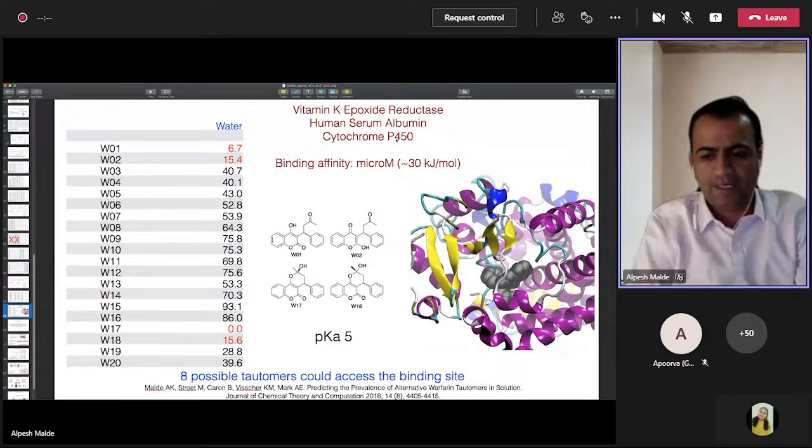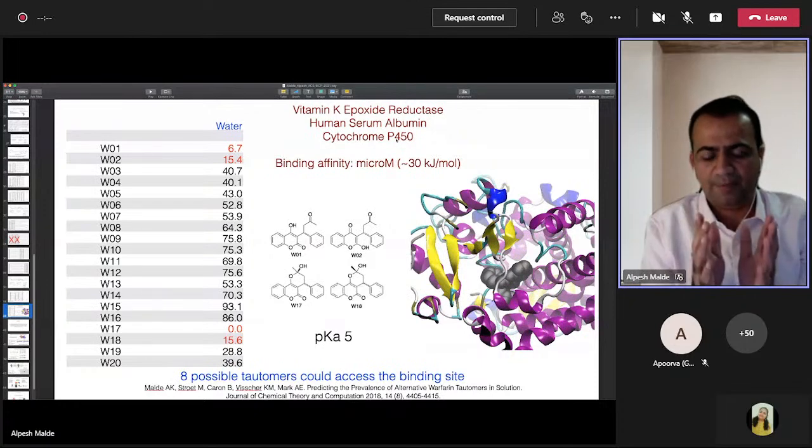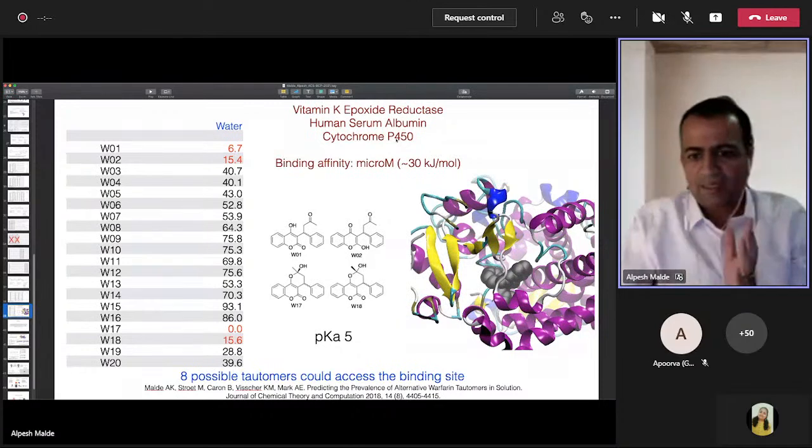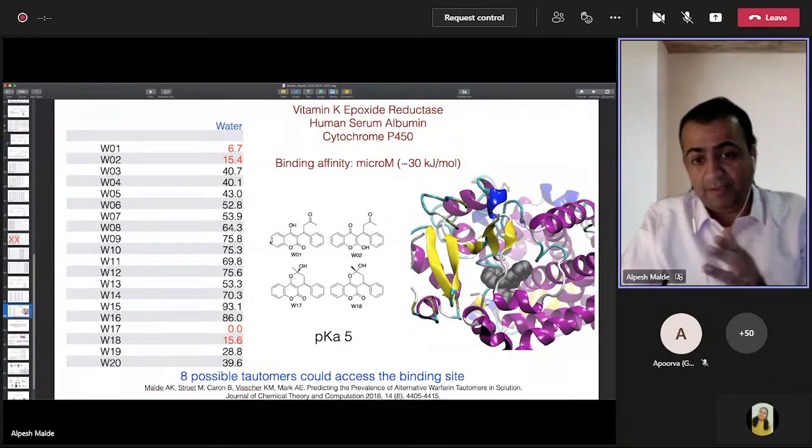So the study allows us to narrow down from 40 to the 8 possible states. And out of those 8 possible states, now we can understand that most of the drug design efforts as of today have always focused on this state, which is the open chain state.